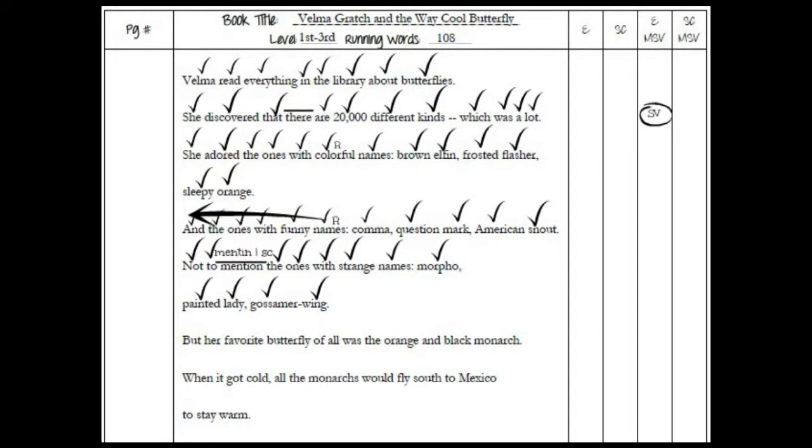The next sentence reads, not to mention the ones with strange names, Morpho, Painted Lady, Gossamer Wing. The student first says Menton and then self-corrects. We can notate this in the column marked SC for self-correct.